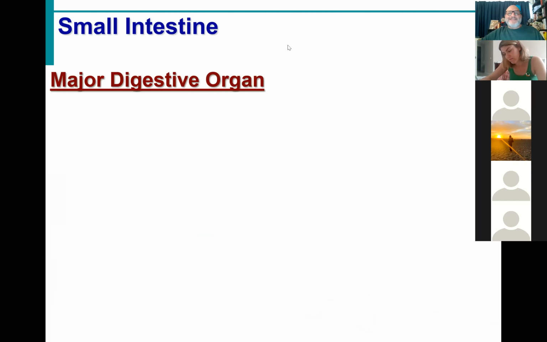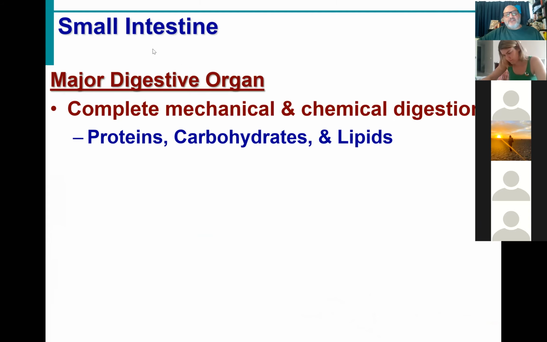Like I said, the small intestine is the true workhorse of the digestive organs. It is indeed the major digestive organ. While we started the chemical breakdown of carbohydrates in the mouth and proteins and lipids in the stomach, the completion of the mechanical and chemical digestion occurs in the small intestine. And I should point out, because we can't forget our last macromolecule, all of the chemical and mechanical breakdown of our nucleic acids.